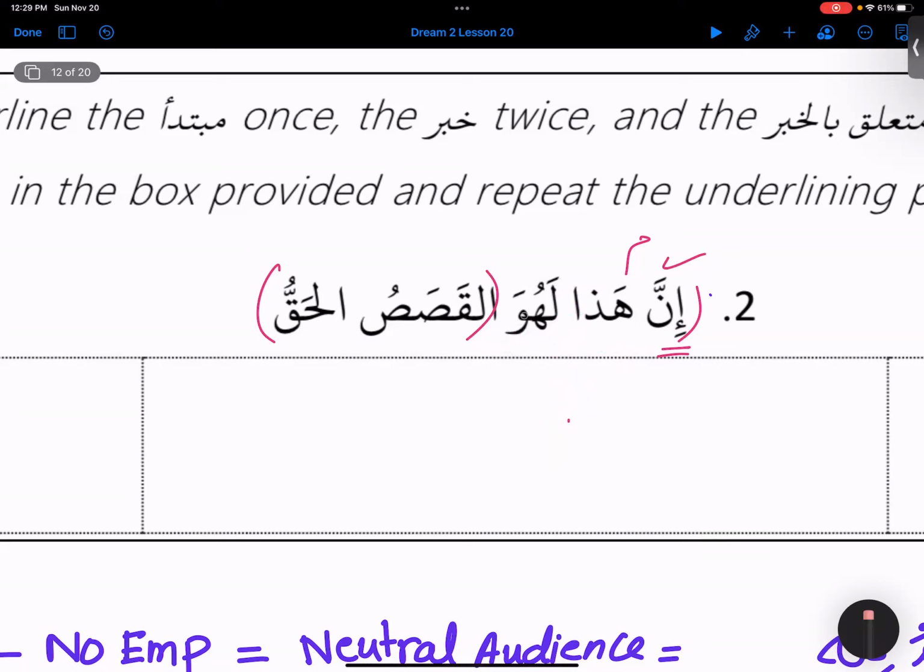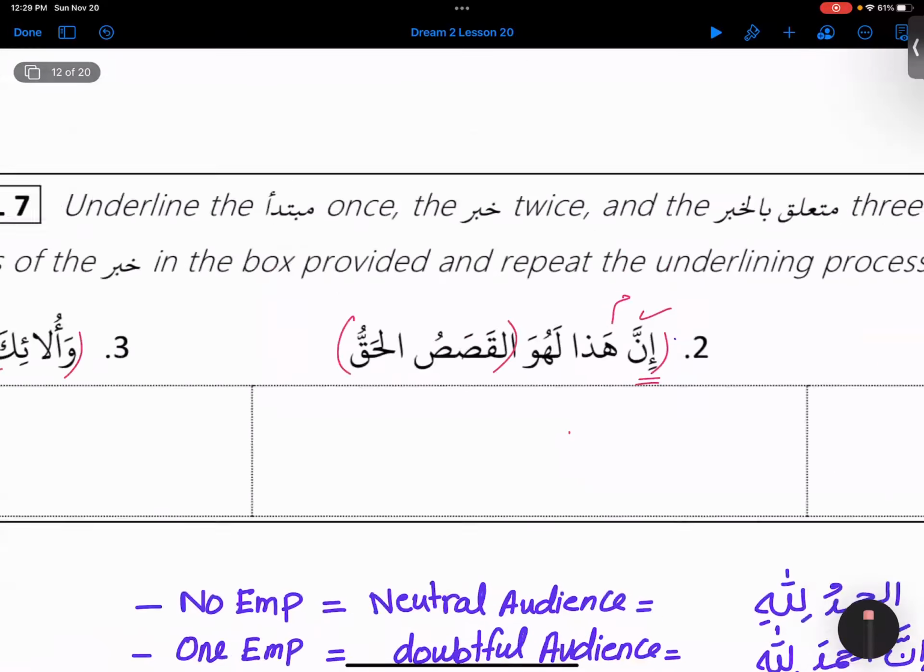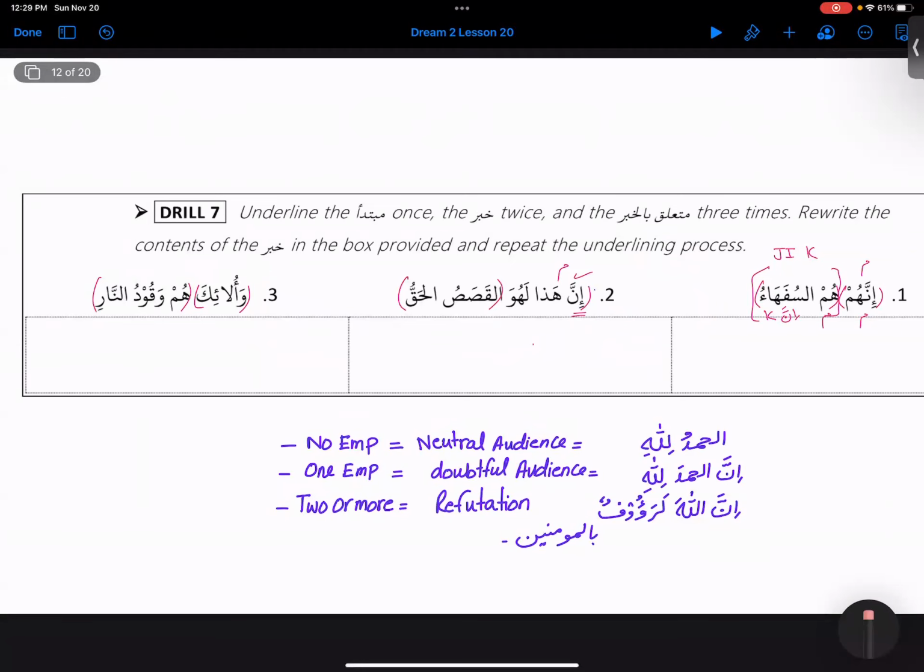Okay, so this is lam of emphasis. That's why we say definitely, no doubt about it. Lahuwa, this is kasasul haqq, the true narration. So it is very emphatic. How many emphases do we see? One is inna, the other one is this lam. So two emphases. What kind of audience? Two emphases is refutation, so someone is denying. What is refutation? To negate. Someone is really in the argument, but Allah subhanahu wa ta'ala is refuting the claim over there. Wa ulaika hum wuqudun nari.